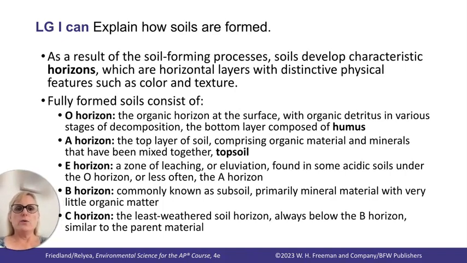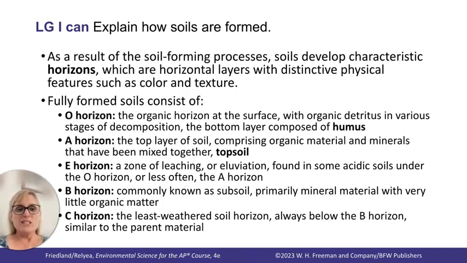Okay, so we've got the O horizon. It has organic detritus, which means dead stuff in various stages of decomposing. This is leaves, all that leaf litter that falls off of trees, deciduous trees, broken branches, dead trees, dead plants, dead bugs, dead animals, dead fungus, living fungus. The bottom layer is called humus, that is decomposed dead stuff, like mature compost.